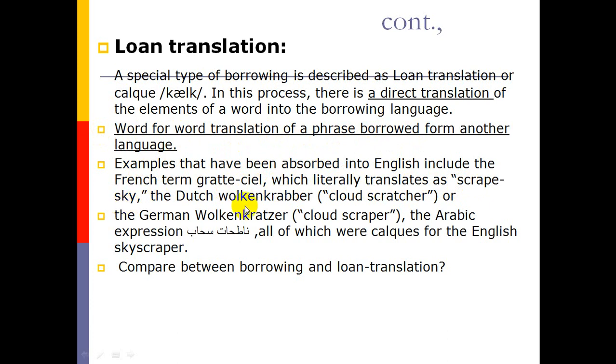The Dutch Wolkenkratzer, cloud scratcher, or the German Wolkenkratzer, cloud scraper, the Arabic expression natihat sahab, all of which were calques for the English skyscraper. Okay, so we have a question here. Compare between borrowing and loan translation.